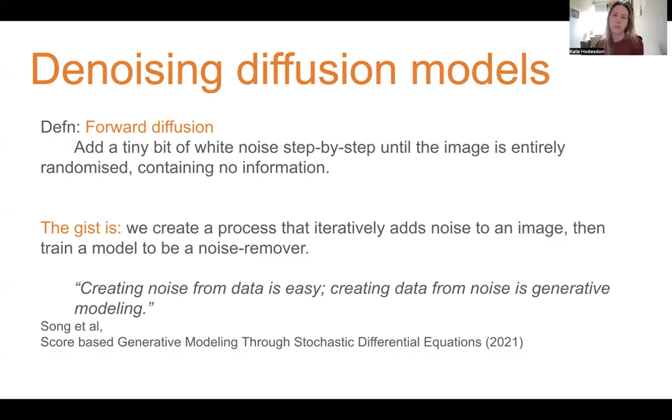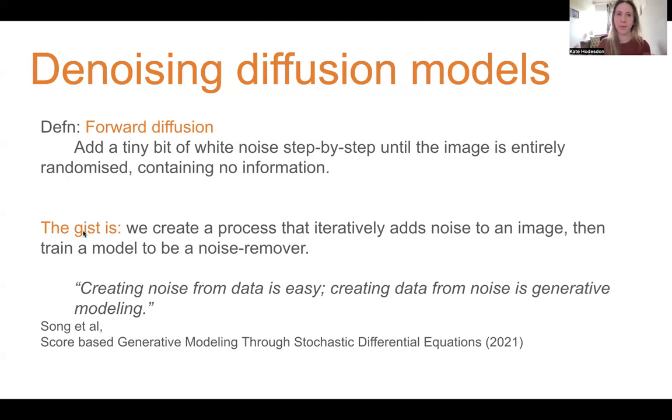Okay, so denoising diffusion models, this is how the generation happens. So let's say forward diffusion is the process of adding noise to an image. So we're going to iteratively add a tiny bit of white noise, step by step, to an image until the image is entirely randomized and it contains no information. And likewise, reverse diffusion is the inverse process of removing noise from a sample of initially pure noise to arrive at data that looks like it's been sampled from our original data distribution.